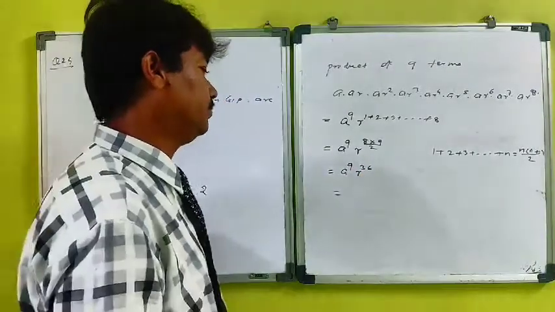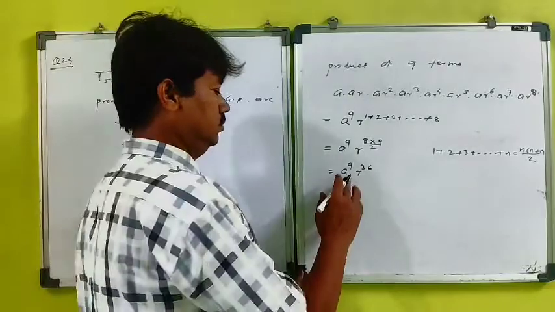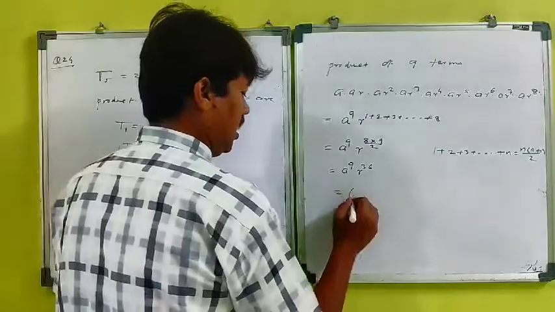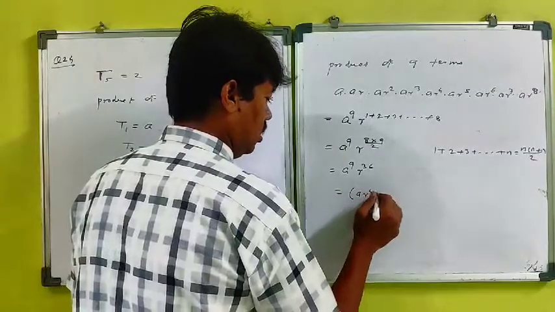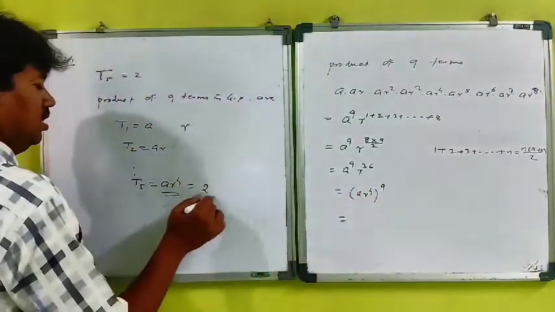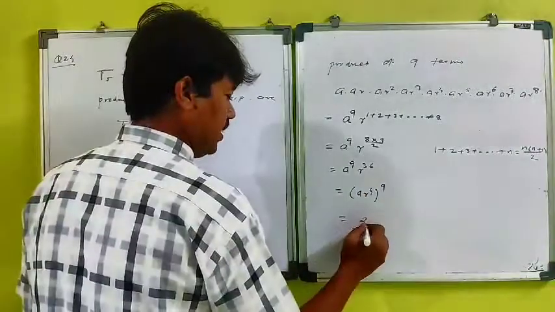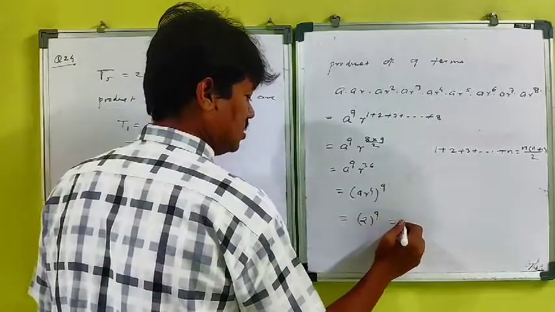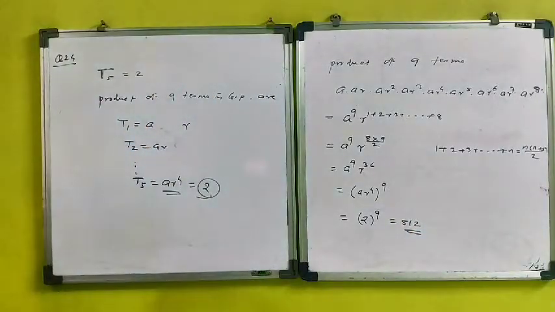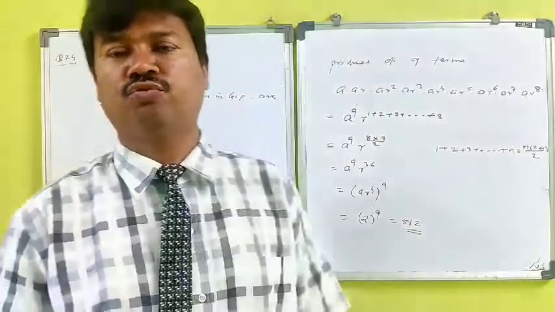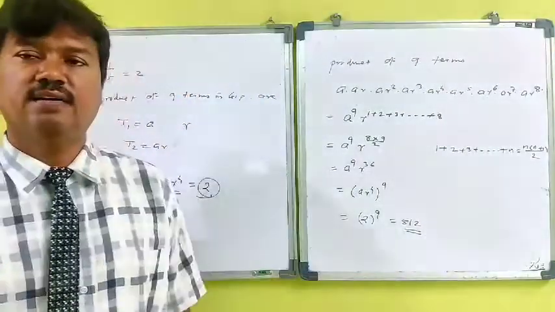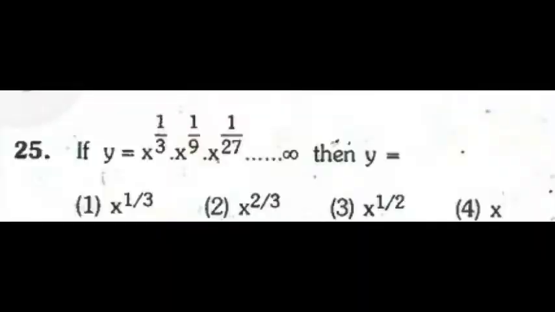If you take that, A raised to 9, R raised to 36, so it is AR raised to 4, all raised to 9, which is nothing but 2 raised to 9. So the answer is 512, because 2 raised to 10 is known to everybody, 1024, so 2 raised to 9 is 512. So the answer is 512.